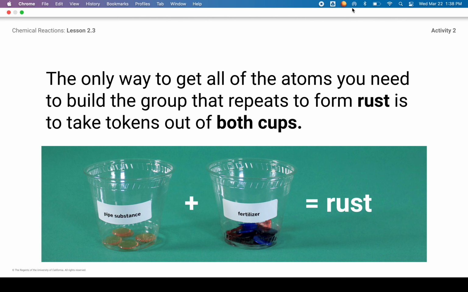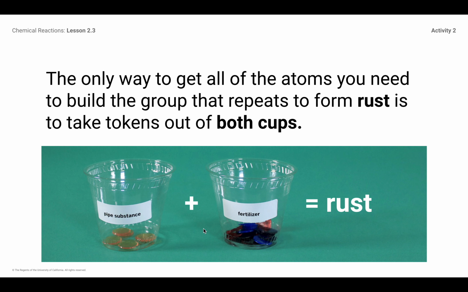Now remember, this is not really atoms. This is a model, okay? So remembering then that in reality, the reactants would be iron plus sodium nitrate yields, and we could say rust, or we could use the chemical term and say iron oxide.